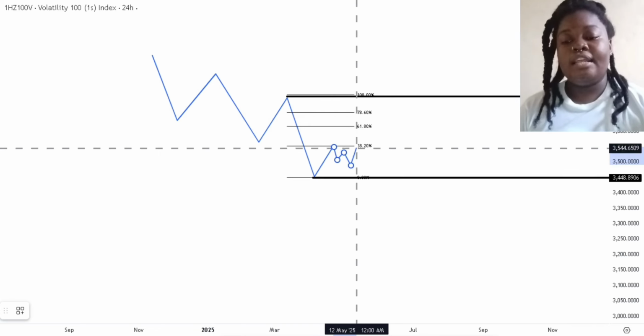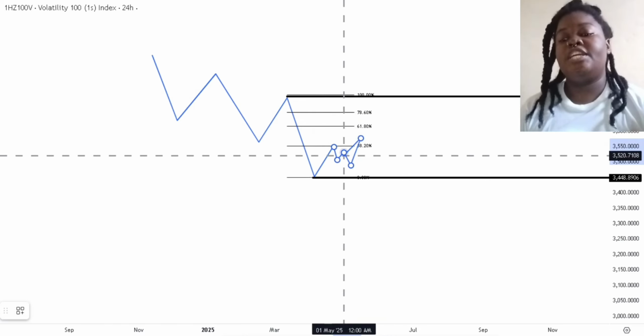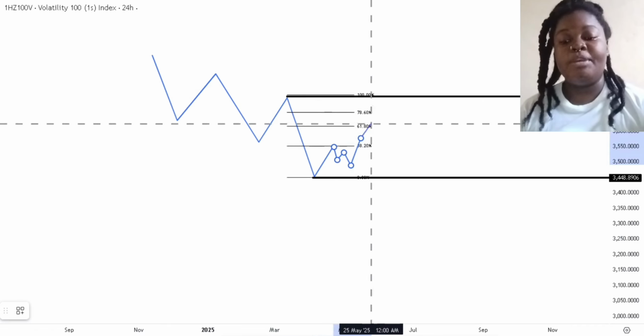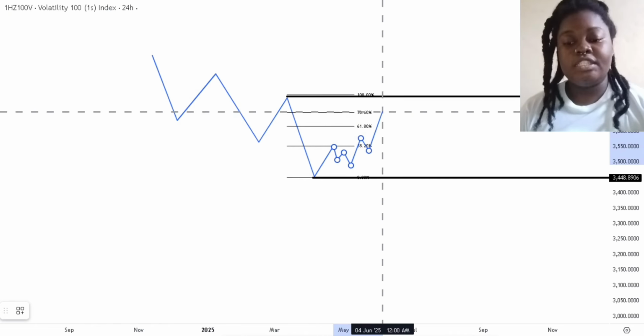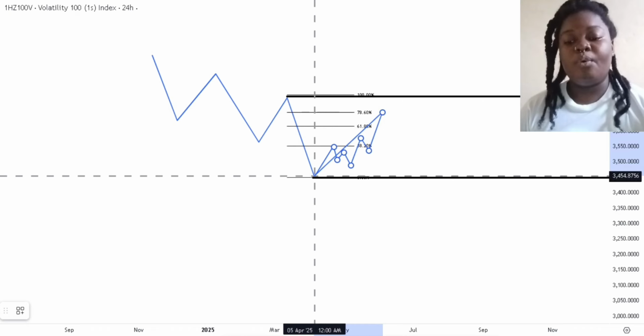This does not mean that the overall trend is reversing. This does not mean that the overall trend is reversing. This is just a change of character on the lower time frame within this higher time frame internal structure. So it can reverse to here. It can even come up to the 78% fib line here.